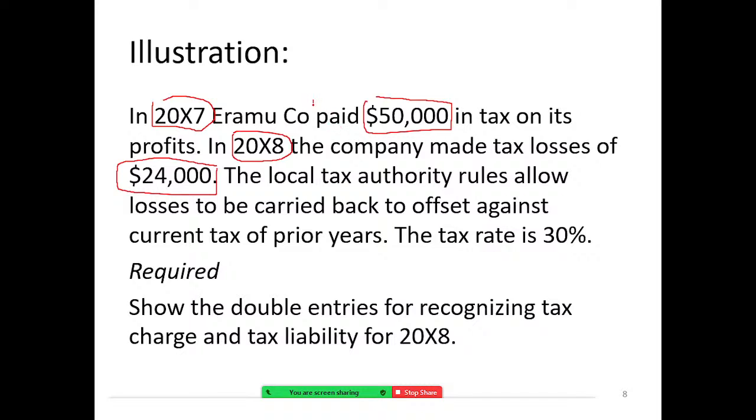Here the tax amount is 50,000. Here the loss is 24,000. So how much is the tax loss asset? 24,000 is the loss, and the tax rate is 30%. Then how much? Whether it is a profit or loss, how much?